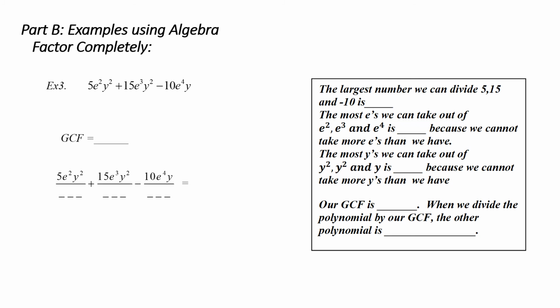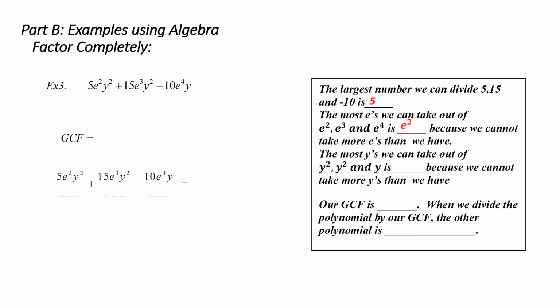Well, 2 of these terms are positive, so I'm going to make my greatest common factor positive. So 5, 15, and 10, the biggest thing I can divide all 3 of those by is a 5. Next, look at the e's. I've got e squared, e cubed, and e fourth. Now notice, I can't take more than what any one of them has. So since my smallest number of e's is e squared, that's the most I can take out.